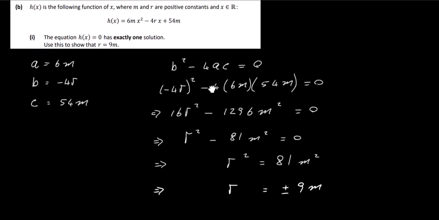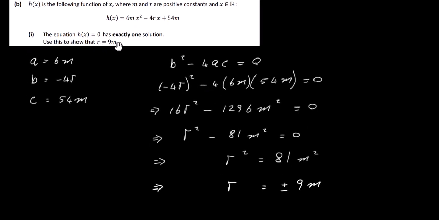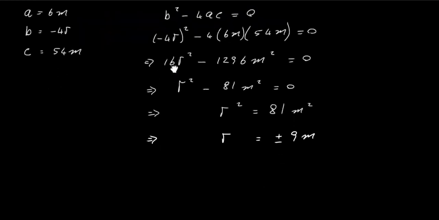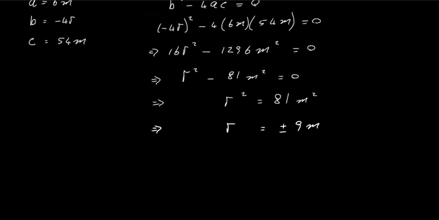Now, we have to show that r is equal to plus 9m. So what we know here is that it says that m and r are positive constants. m and r are both positive constants. So r cannot be equal to minus 9m, because minus 9m would be a negative constant, if you like. Because remember, m is positive, minus 9 is negative. That would give us a negative number. We can say, since r and m are positive, that must mean then that r is equal to plus 9m. And that's really it.